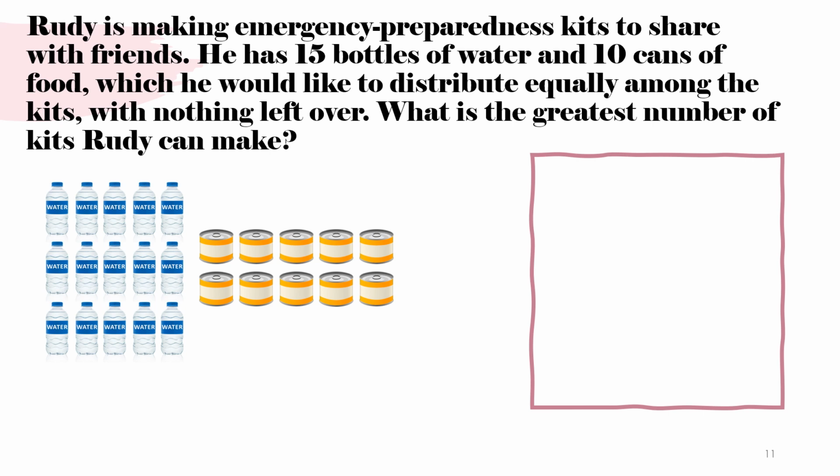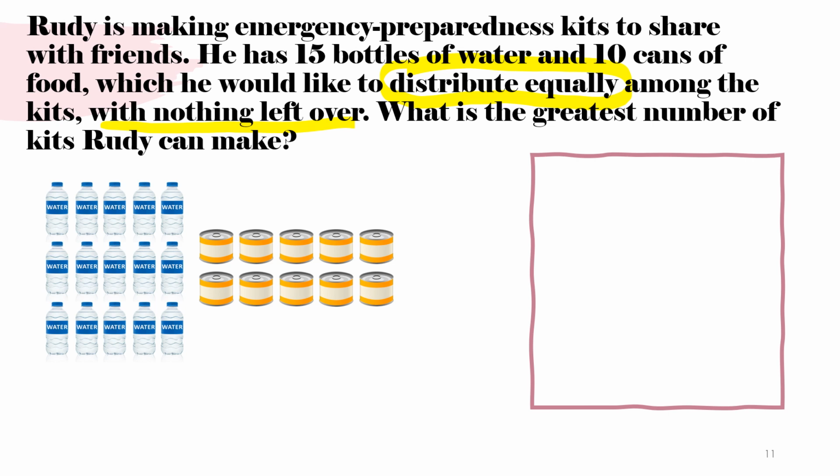All right, so a couple of things that tell me here that we're looking for the greatest common factor is that he wants to have nothing left over. So the kits have to be able to be divided equally with no remainders. And like I said, the kits need to be divided up equally. So we're really finding the greatest common factor here, but I want to show you how you can represent this visually. The question's asking, what is the greatest number of kits that Rudy can make?